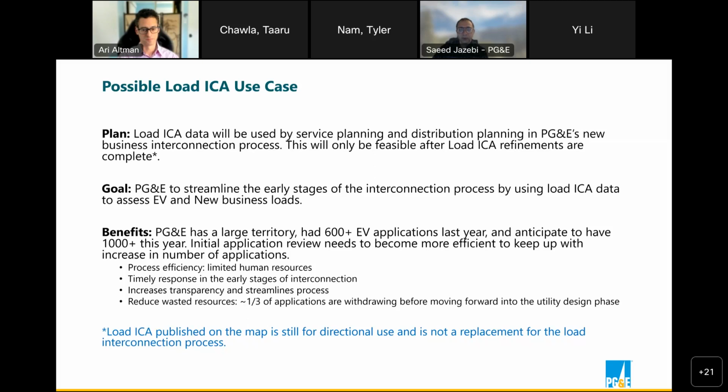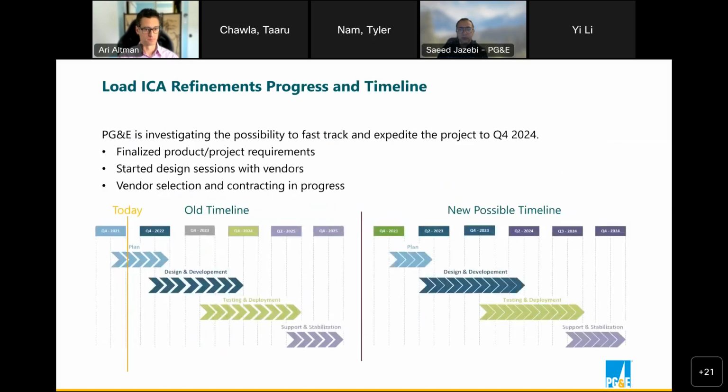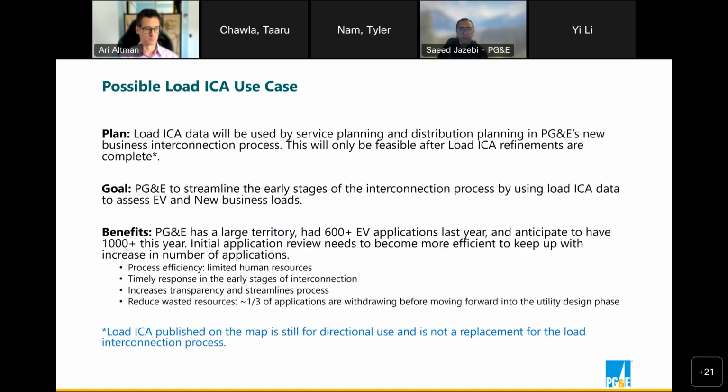I mentioned this before, but I just want to reiterate that last year, of the 600 EV load applications, one-third were withdrawn before moving forward into the utility design phase. Also, from there, half of those applications did not move to the construction phase due to real estate competition or supply chain issues. So we run the initial review, but the applications do not move forward. This is a kind of waste of resources that we can limit if we streamline our processes.